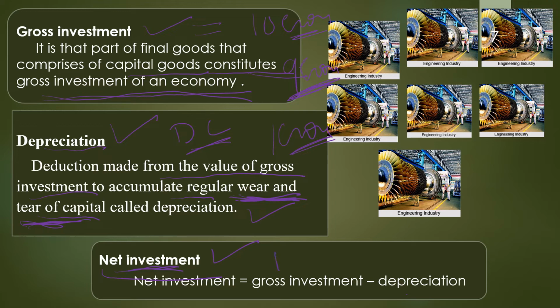Net investment is nothing but gross investment, that is 10 crores, minus depreciation charges. What is the depreciation charge incurred? 1 crore for regular repair and maintenance of capital goods that the economy incurred. How much has it incurred? 1 crore. So 10 crore minus 1 crore is nothing but 9 crore, and this 9 crore we call net investment or pure investment.